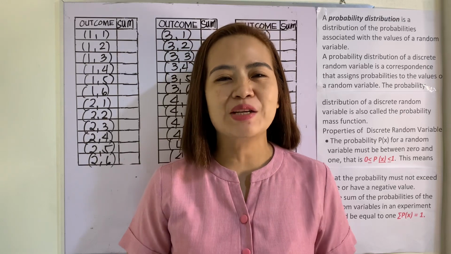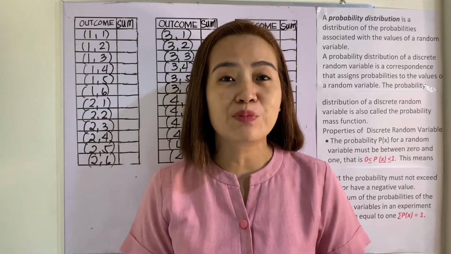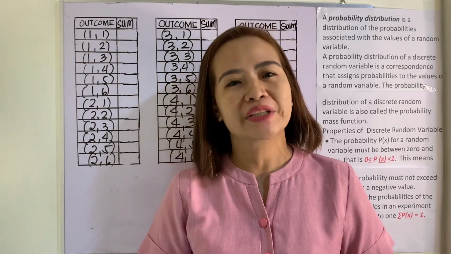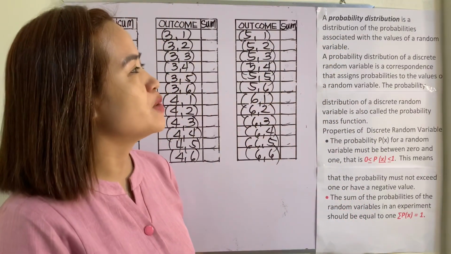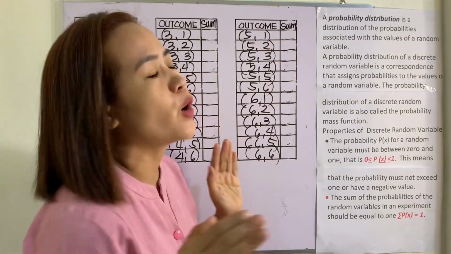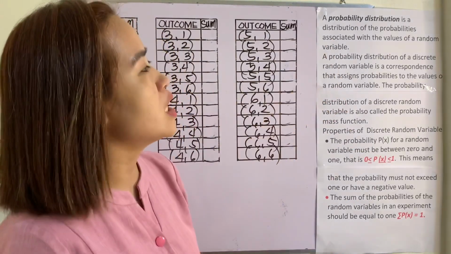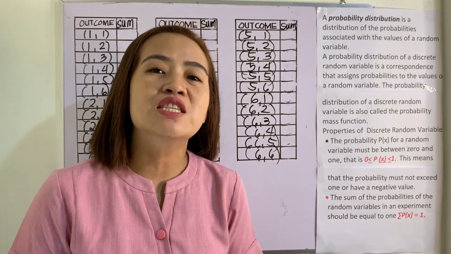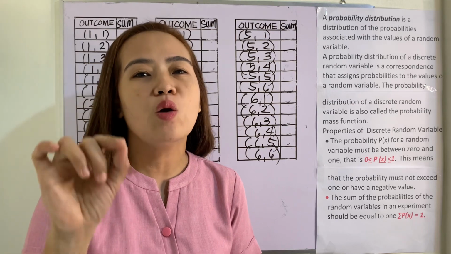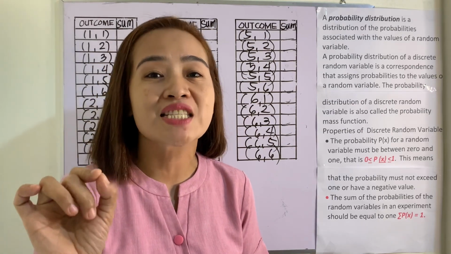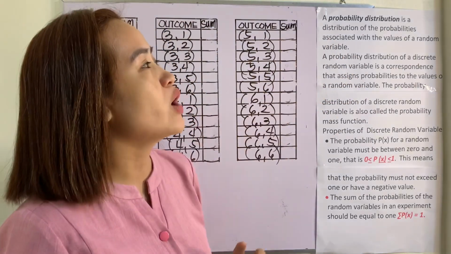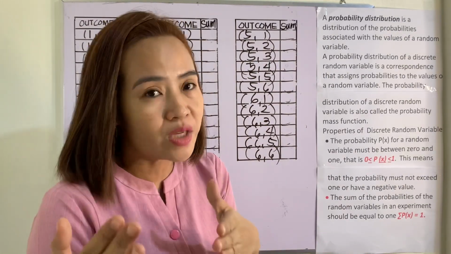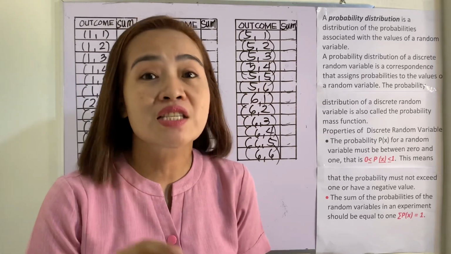Competency for today is illustrating a probability distribution for a discrete random variable and its properties. A probability distribution is a distribution of the probabilities associated with the values of a random variable. In statistics, we have the frequency distribution, where we are counting the number of occurrences. Here, we also have this probability distribution, where we will also be counting the number of occurrences.